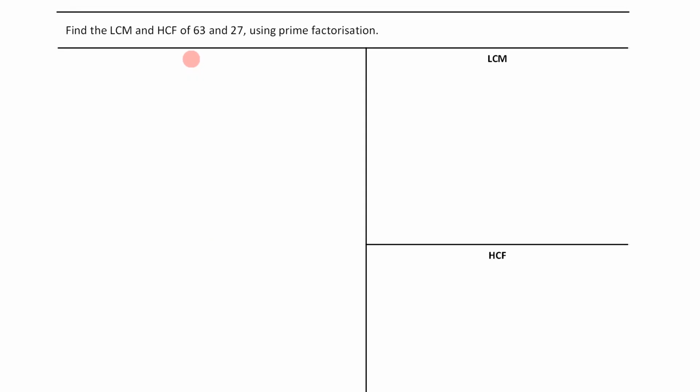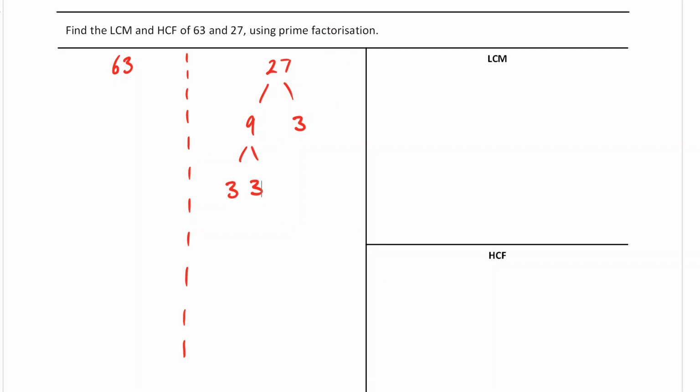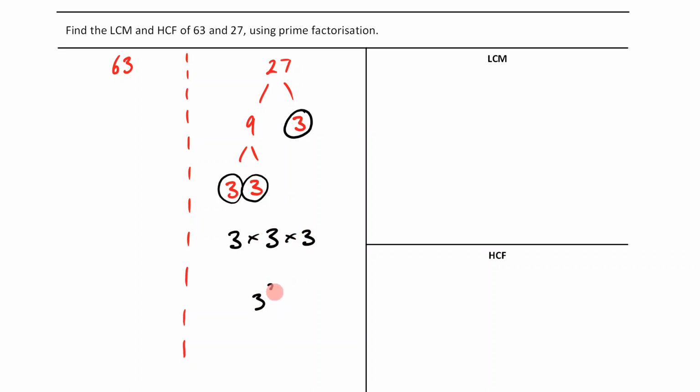All right, I'm going to go through it now. Let's do this. I've got 63 over here. I've got 27 over here. Let's find our prime factor form. 27, let's break that down into 9 and 3. Then 3 I can break down into 3 and 3. Everything there is now a prime, so let's circle all of them. So it's going to be 3 times 3 times 3, which is 3 cubed.